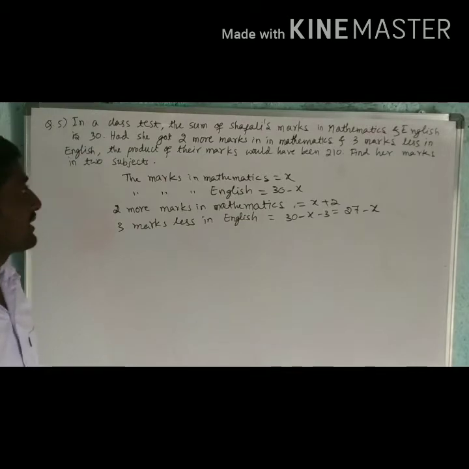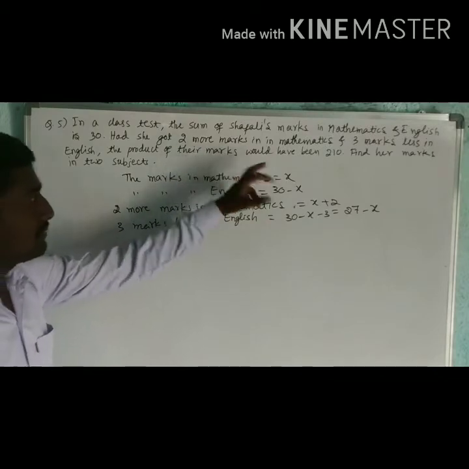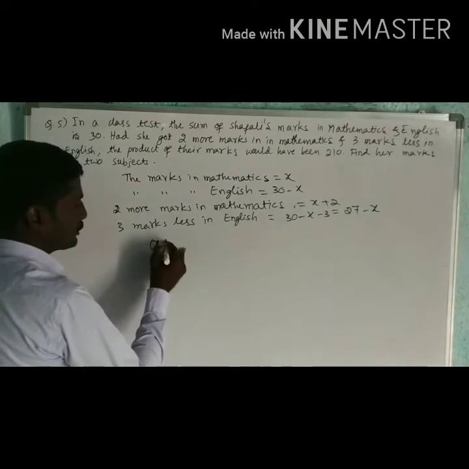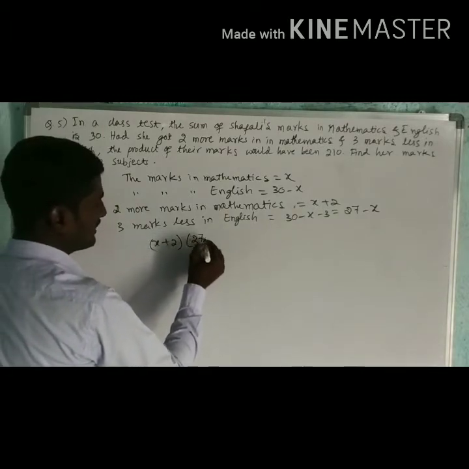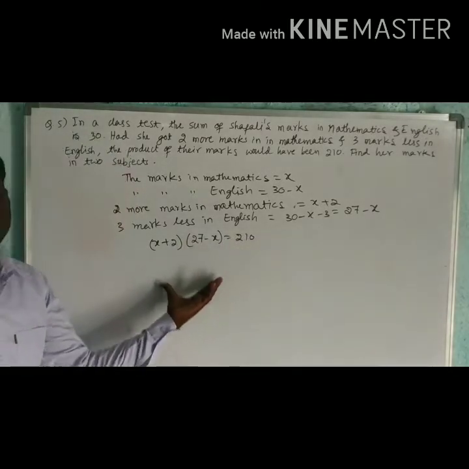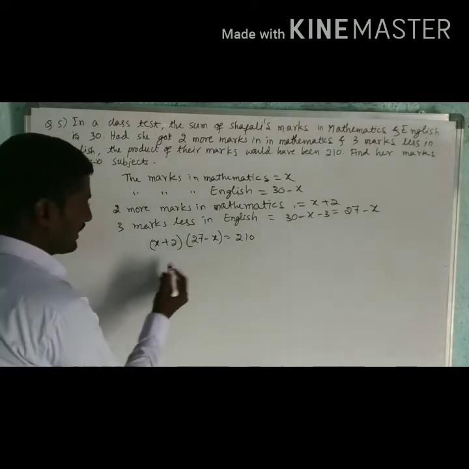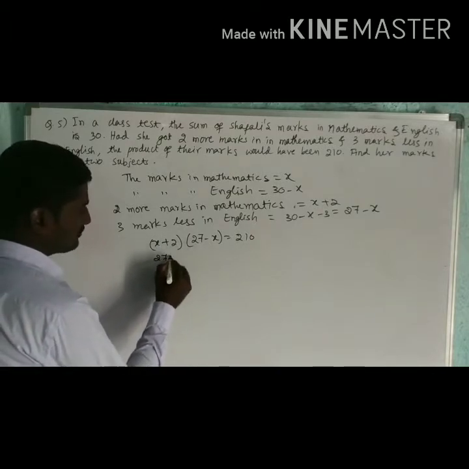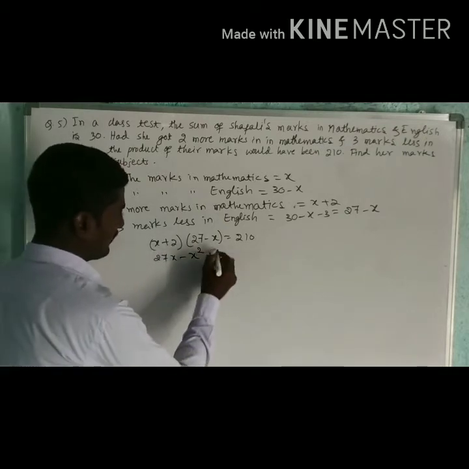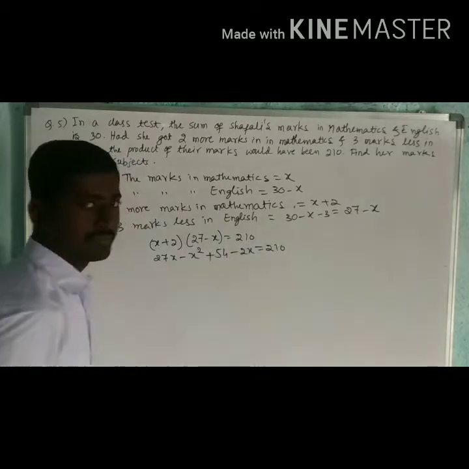Okay. Now what is the condition they have given? The product of their marks would be 210. So the product of these 2 marks, that is x plus 2 into 27 minus x, is equal to 210. Now you got one equation. We have to convert this equation into standard form, x square plus bx plus c is equal to 0. Now here let us multiply this. 27x minus x square plus 54 minus 2x is equal to 210.